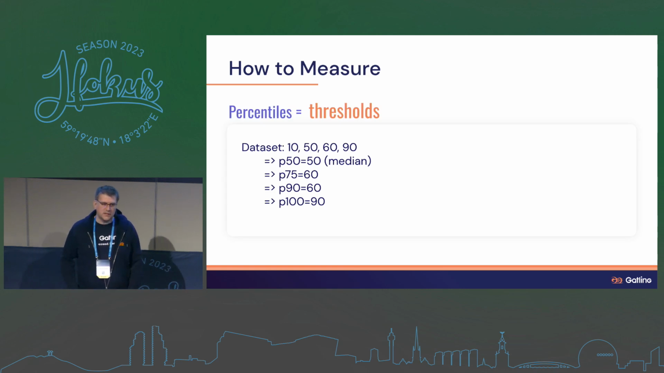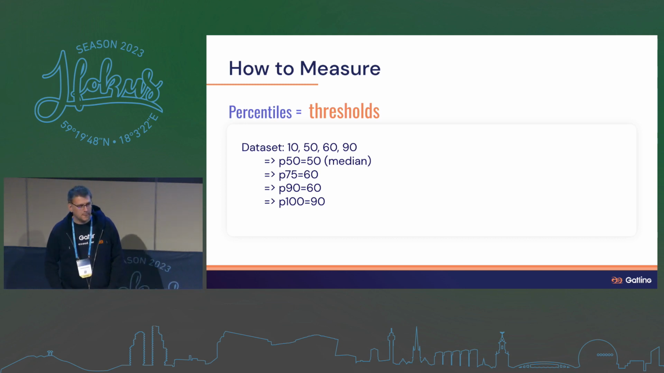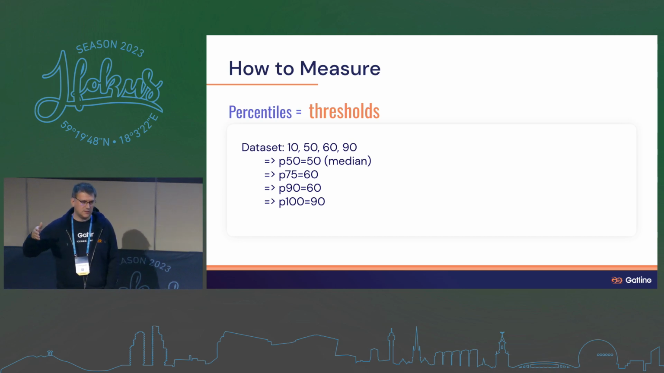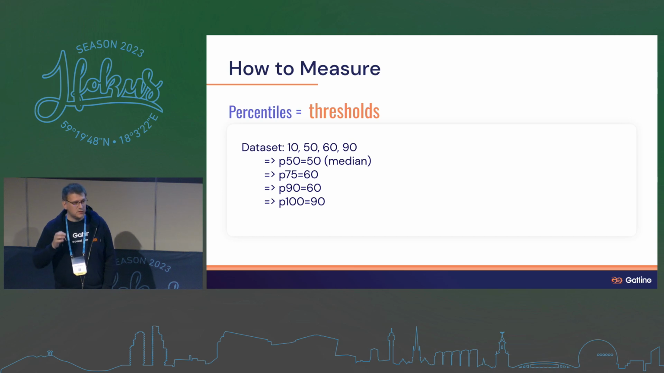So one nice way that's being more and more used both in load testing and in monitoring is using percentiles. Percentiles are thresholds. The 50th percentile, which is also called the median value, is the value that is above or equal to 50% of your values. The 90th percentile is the value that's above or equal to 90% of your values. The 100th percentile is the maximum.